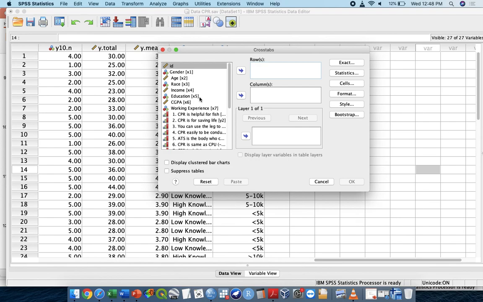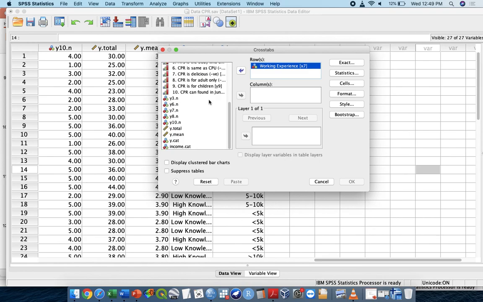Okay, in this case, what is my row? Working experience, right? Working experience should be our row. And then what is our column? Level of knowledge, right? Which is y.cat. Why did I not choose y.total? If you choose y.total, it is wrong, because this one is cross-tabulation. We need the categorical data. That's why we need the y.cat despite y.total.